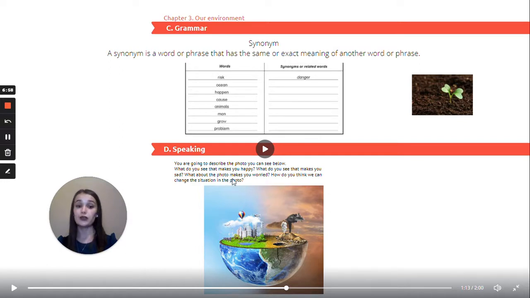And then how do you think we can change the situation in the photo? So as I said, we know how to behave as humans. We know that we shouldn't be littering. We know that we should be a bit more green. We should try and recycle. We should try and limit our waste. We should try and help Earth to become healthy again. I think we should plant a lot of trees instead of cutting them down.